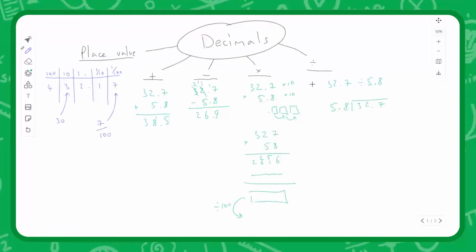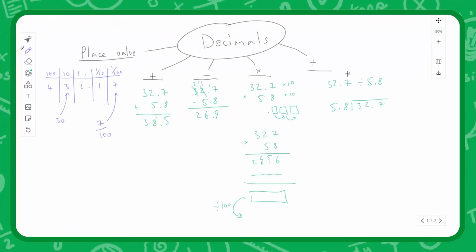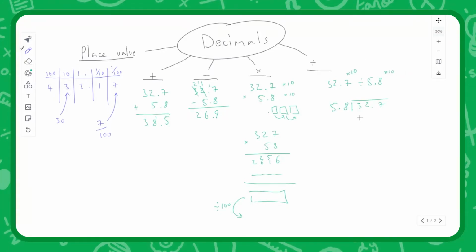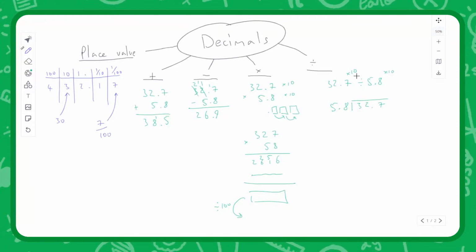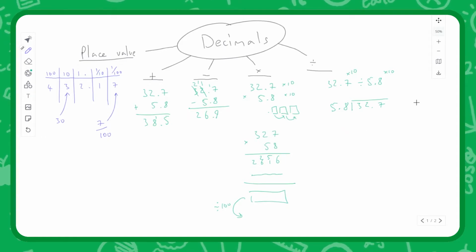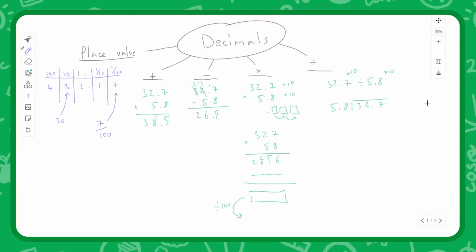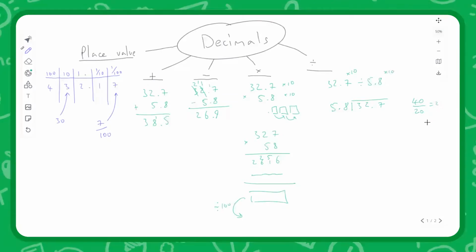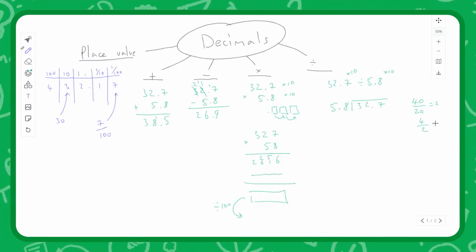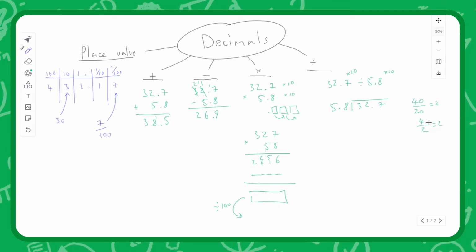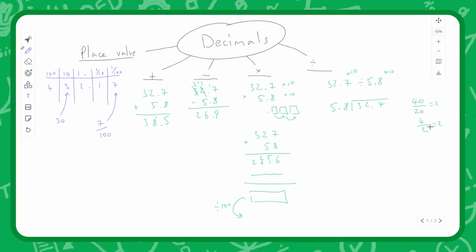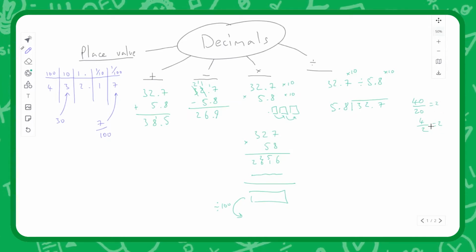I can take this number and times it by 10, and I can take this number and times it by 10. And actually, that won't change the final result. We know that, for example, 40 divided by 20 is 2, as is 4 divided by 2. They equal the same thing. So it doesn't really matter if it's 10 times bigger or 10 times smaller. I get the same answer either way when I do a divide.